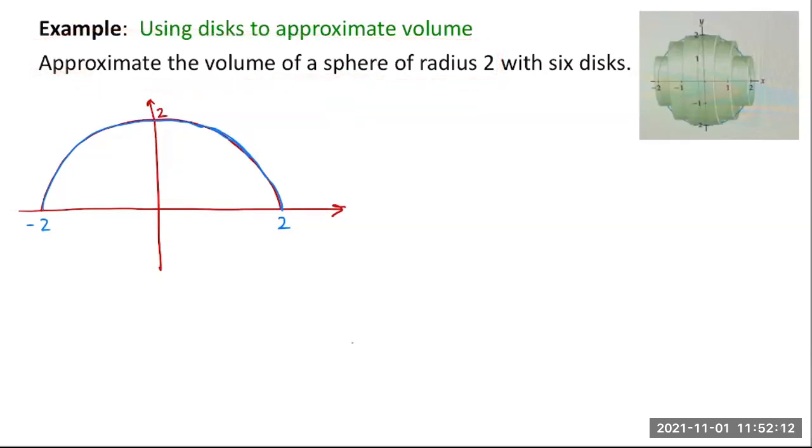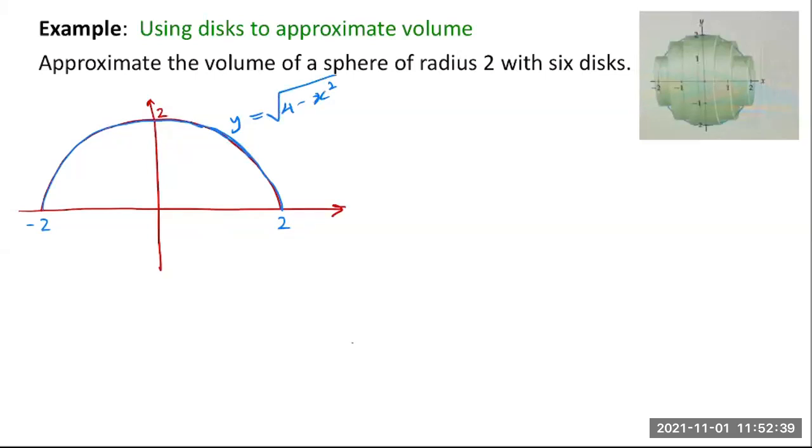In order to approximate the volume of a sphere of radius 2, I'm going to consider on the XY plane this half circle. Okay, this is the half circle with radius 2. We know that the equation of that half circle would be y is equal to square root of 4 minus x squared. We all know that.